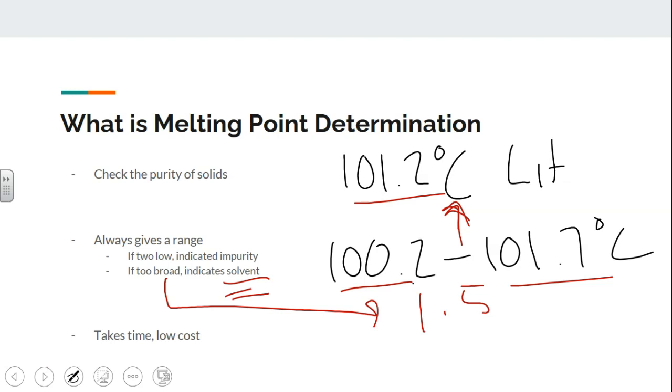The other thing that is important, maybe from a real life standpoint, is that it takes some time to do this. It's not slow like distillation is slow, but it's definitely not something that gets done over a 3-minute period. It can take 10, 15, 20 minutes to get an accurate melting point, but the cost is very low. Okay, so that's good.